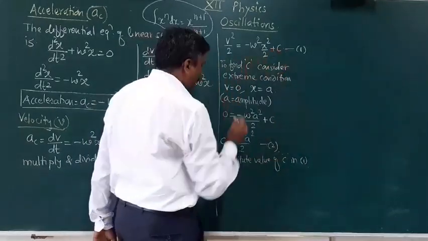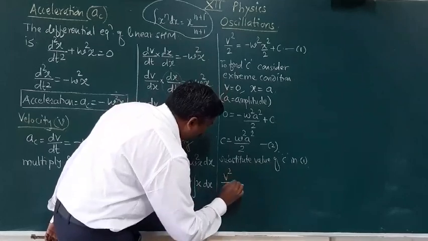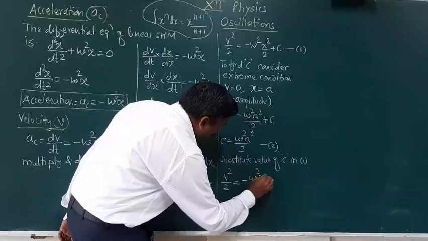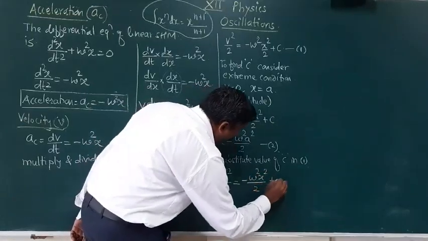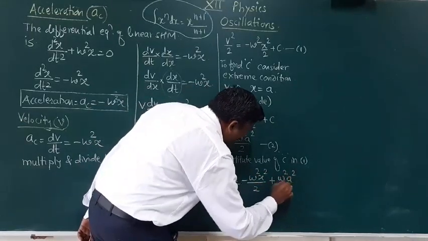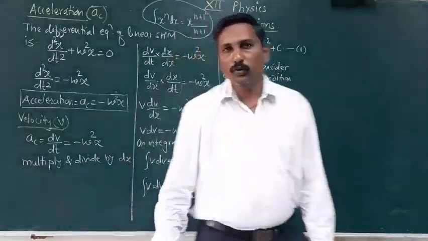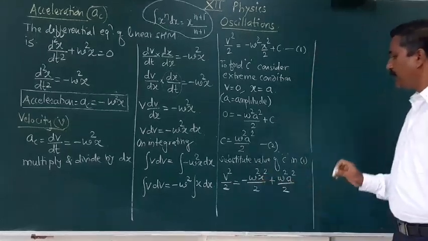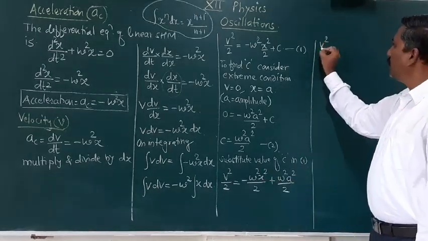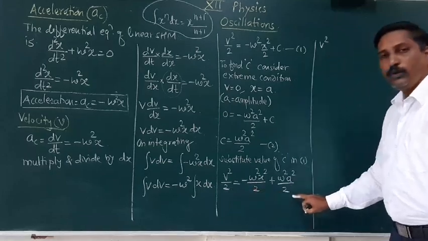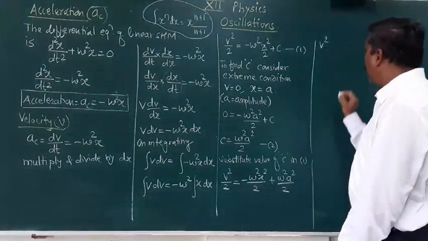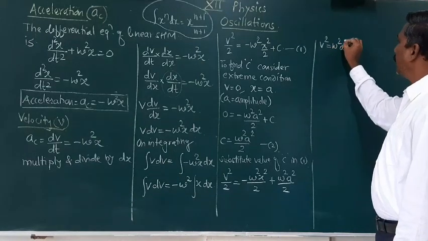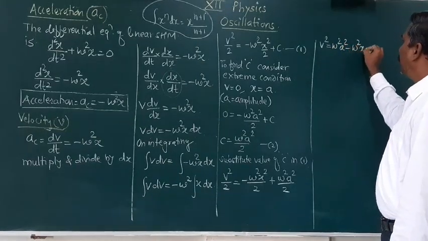Value of c in the first, so it becomes v square by 2 equals minus omega square x square upon 2 plus omega square a square upon 2. Now see the remaining part. It is very easy, not difficult. So it becomes v square. There is a 2 as a common denominator, so cancel it everywhere. So v square equals omega square a square minus omega square x square.